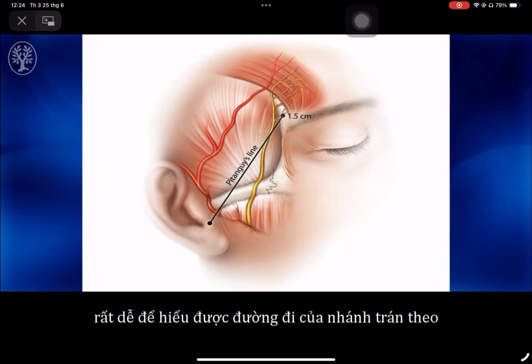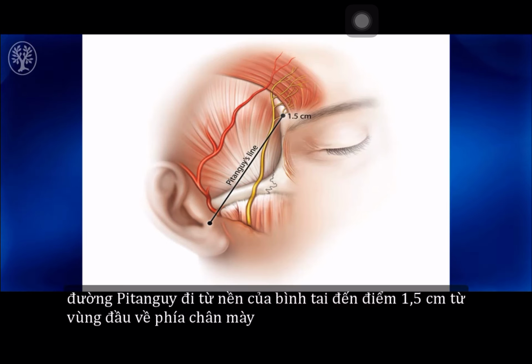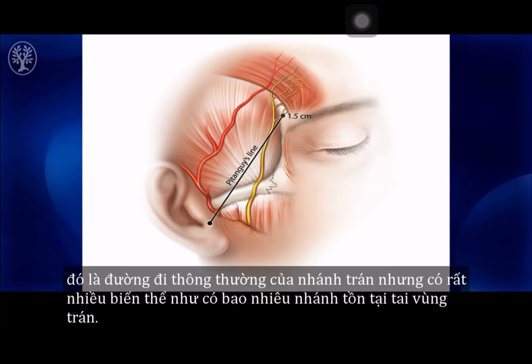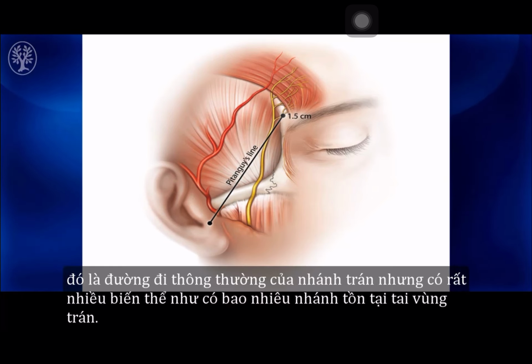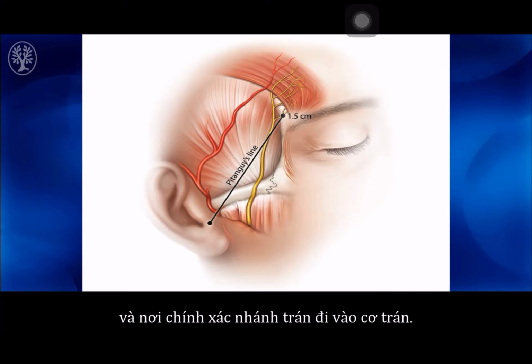It's very easy to understand the general path of the frontal branch, which follows Pitanguy's line, which goes from the base of the tragus to a landmark 1.5 centimeters cephalad to the eyebrow. And that tends to be the general path of the frontal branch, but there's a lot of variation in terms of how many branches exist going to the frontalis and where exactly the frontal branch enters the frontalis.